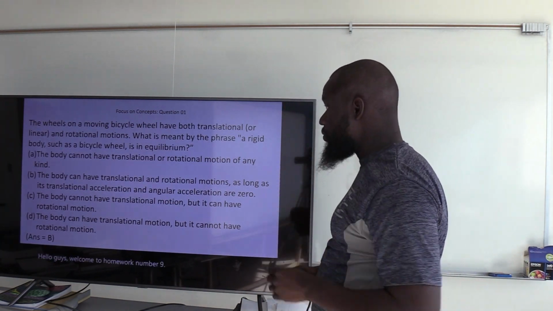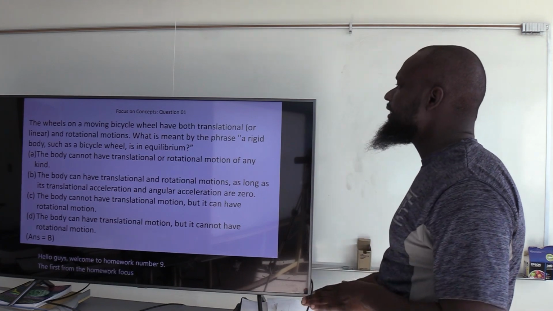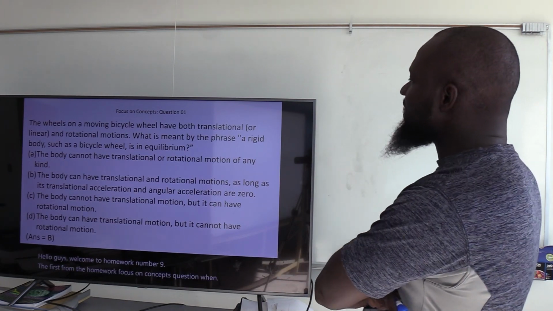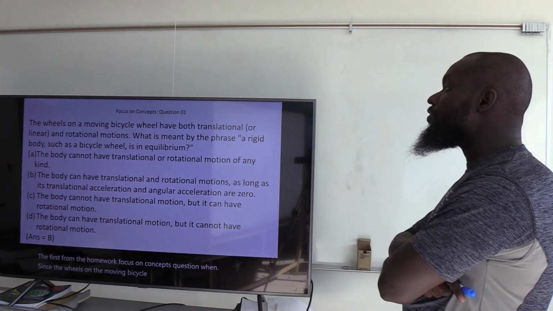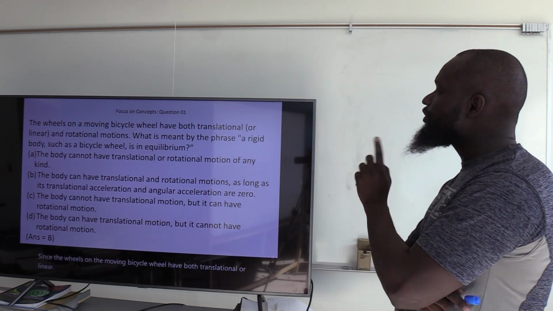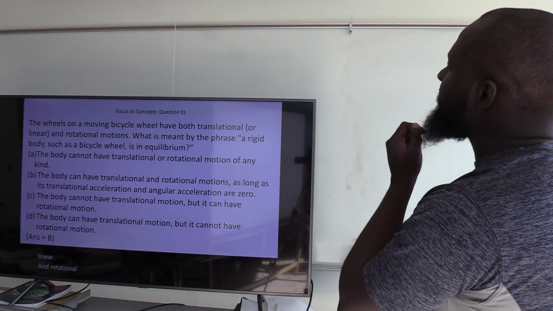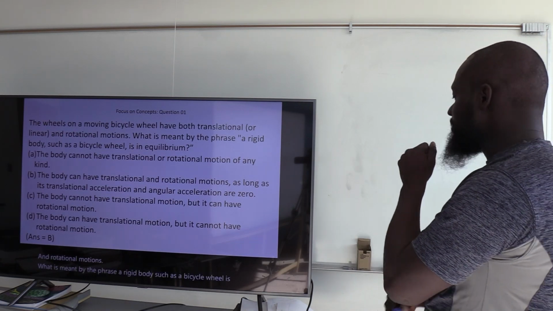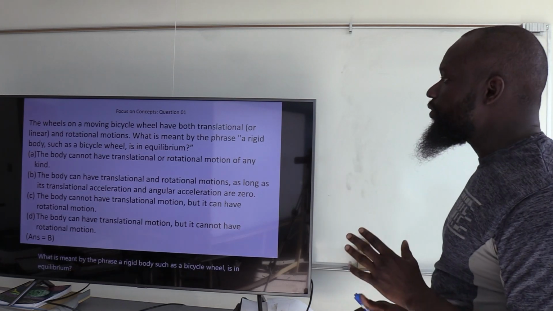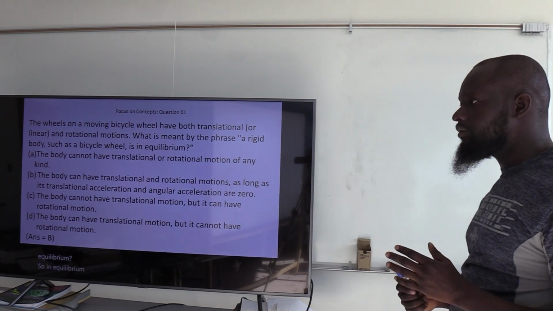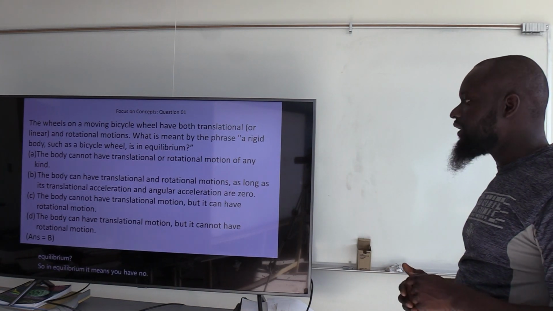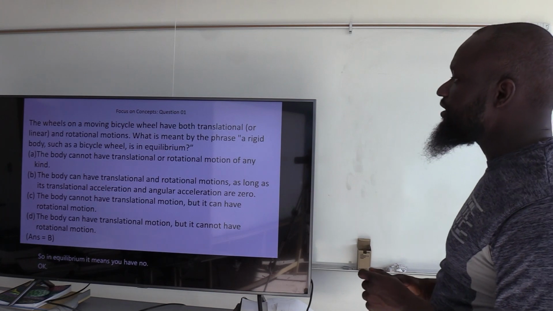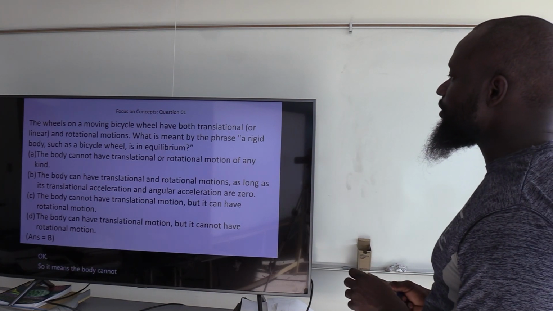The first problem of the homework focuses on concept question 1. It says the wheels on a moving bicycle will have both translational or linear and rotational motions. What is meant by the phrase a rigid body such as a bicycle wheel is in equilibrium? Okay, so in equilibrium it means you have no acceleration. So it means the body cannot have translational or rotational motion of any kind.